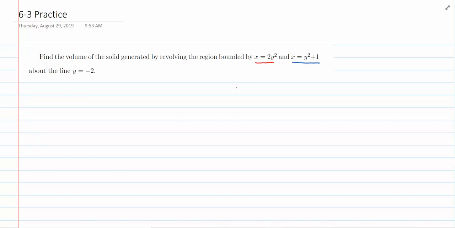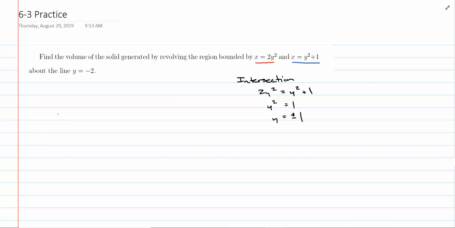It is helpful to know where these two parabolas are going to intersect. Let's figure out the intersection before we graph them. We want to know where 2y squared is equal to y squared plus 1. We subtract y squared from both sides. We would get y is plus or minus 1. So these are going to intersect when y is plus or minus 1.